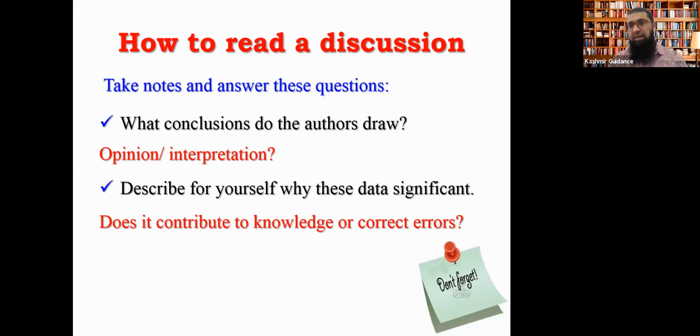So if it is there, then the discussion is correct. If it is not there, then the discussion has some lacunas. I will always tell you one story: whenever you are reading a research paper, you need to be critical, a critical reviewer yourself. It is not necessary that whatever has been published is correct. You need to criticize it.